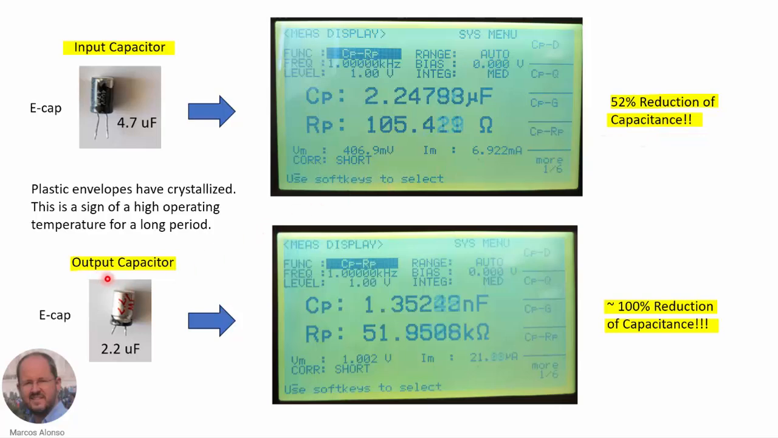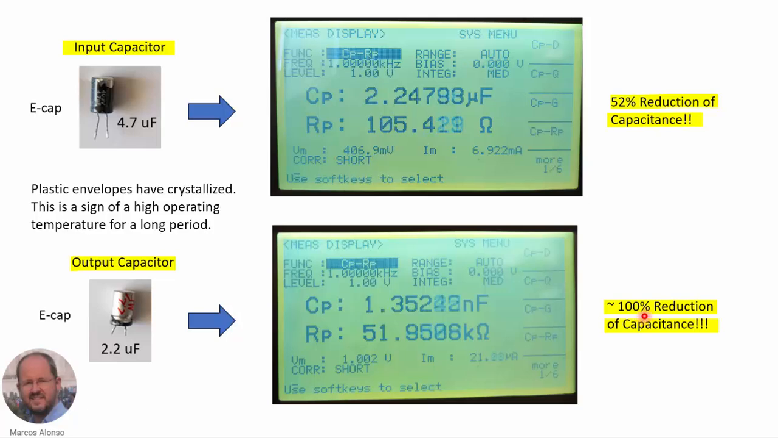We get a reduction of the capacitance of 52%. And in the case of the output capacitor, the situation is even worse. Originally, this capacitor has a capacitance of 2.2 microfarads, and when measured, the value is only 1.35 nanofarads. So this means that the reduction of the capacitance is almost 100% in the case of this capacitor.